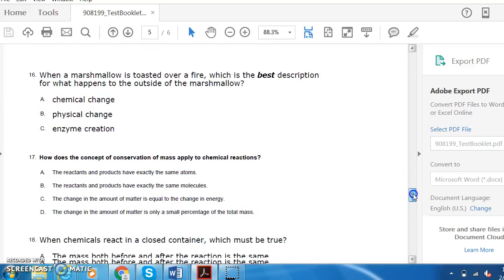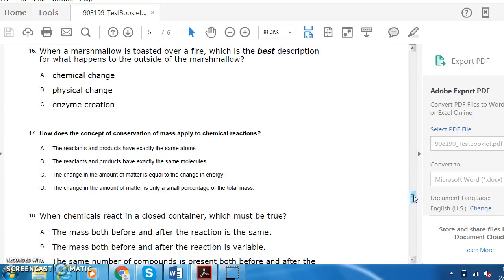Number 16. When a marshmallow is toasted over a fire, which is the best description for what happens to the outside of the marshmallow? A. Chemical change, B. Physical change, or C. Enzyme creation?